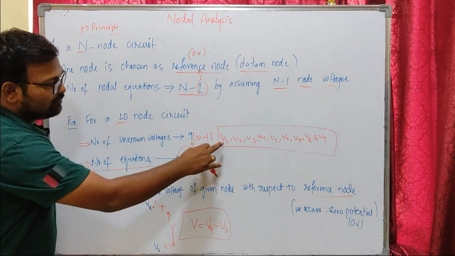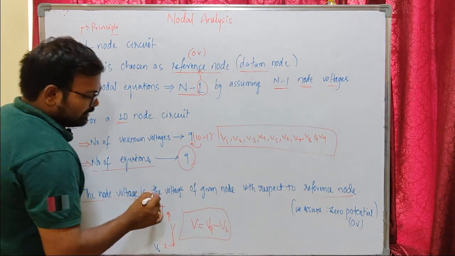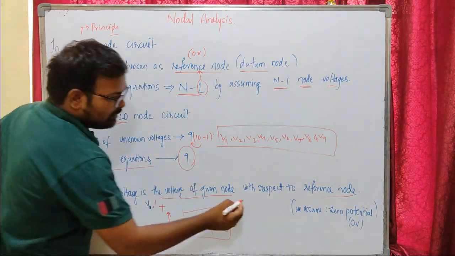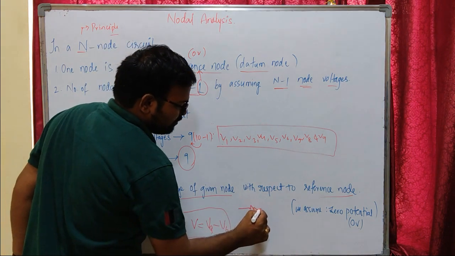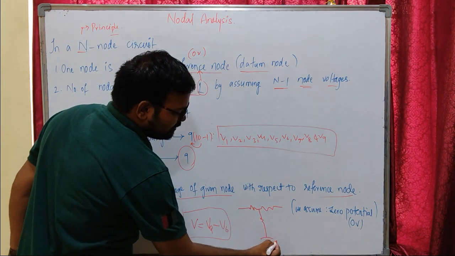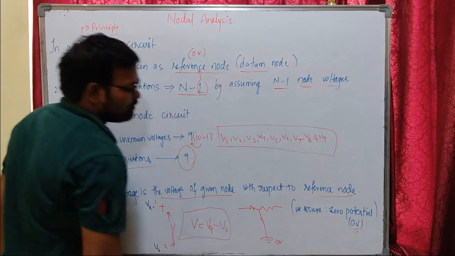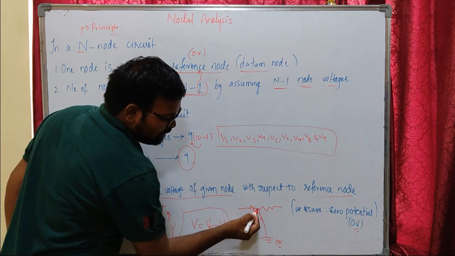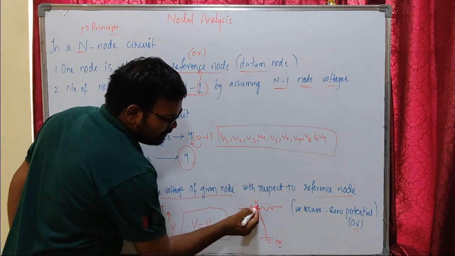Similarly, what is V1? V1 is nothing but the voltage of a given node with respect to our reference node. Let us consider this as a principal node and this as the ground reference node, which has 0 volts potential. We assume our reference node has 0 volts potential. Here it has 0 volts and here we have a voltage VA.